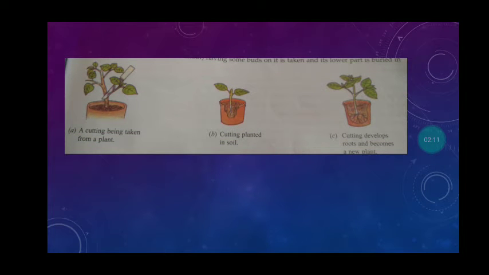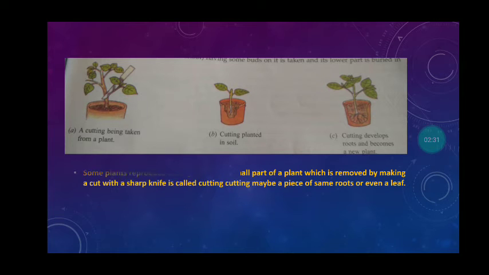Or we can see how plants can reproduce by cutting. For example, when you cut the stem of a plant, put the cutting into the soil, and give it water or fertilizer, you can see that these plants can also grow. So some plants reproduce by cutting, a small part of a plant removed by making a cut with a sharp knife, called a cutting, or maybe a piece of some roots or even leaves.